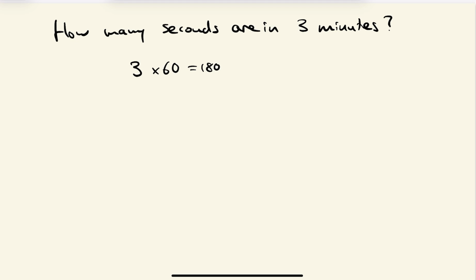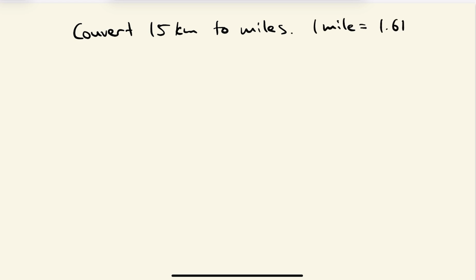However, what if there's a more complicated example? To solve this, we need to use what we call dimensional analysis. So let's take another example. Let's say I ask you to convert 15 kilometers to miles. And 1 mile equals 1.61 kilometers.